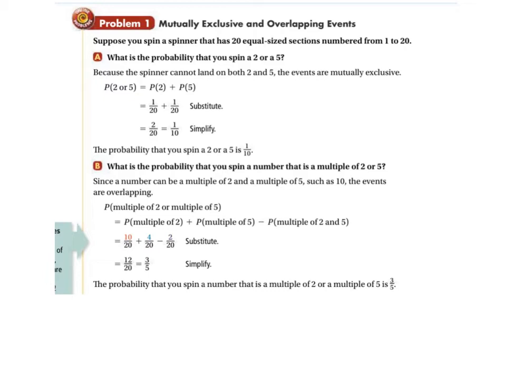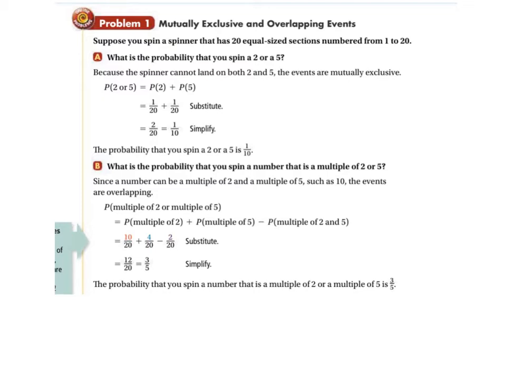Mutually exclusive and overlapping events. Suppose you spin a spinner that has 20 equal sized sections numbered from 1 to 20. What is the probability you spin a 2 or a 5? Now, that 2 or 5, non-overlapping, right? So it's a 2 or a 5, not a 2 and then a 5.